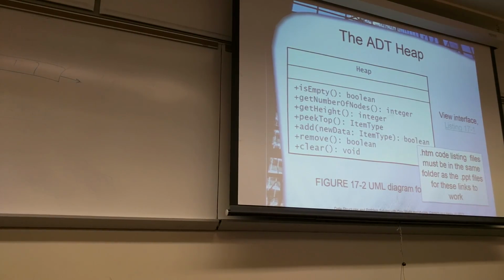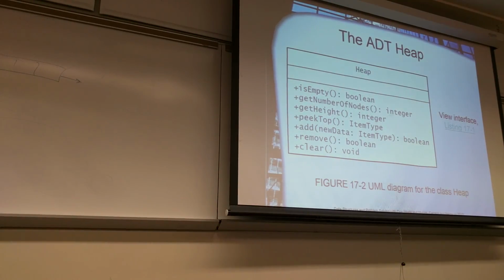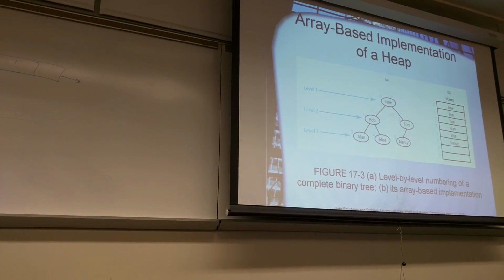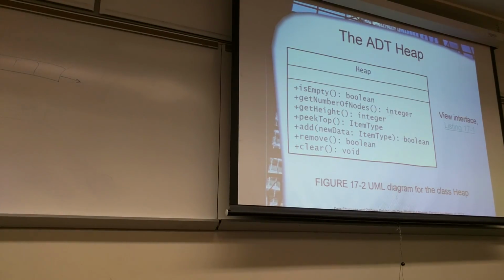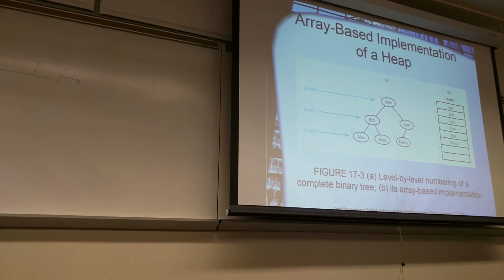So this is what the ADT would look like, with is empty, get number of nodes, all that kind of stuff. So, how would we implement a heap? Our first thought might be, well, we're just gonna do it as a binary tree. I'm gonna make nodes, and the node will have a value in it, and I'll have two children pointers, and I'll just keep doing it that way. And yes, you could do that. It turns out there's a much more efficient way to do this.